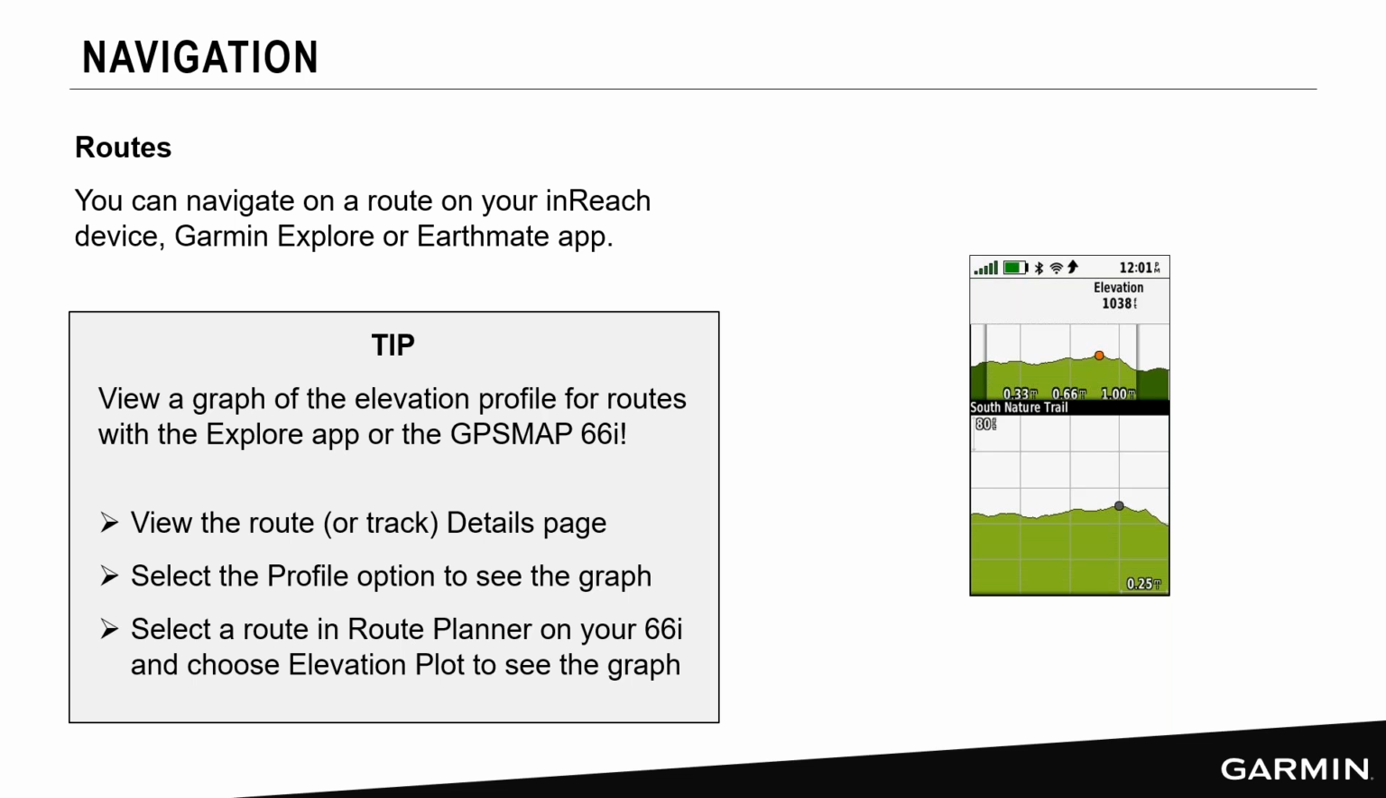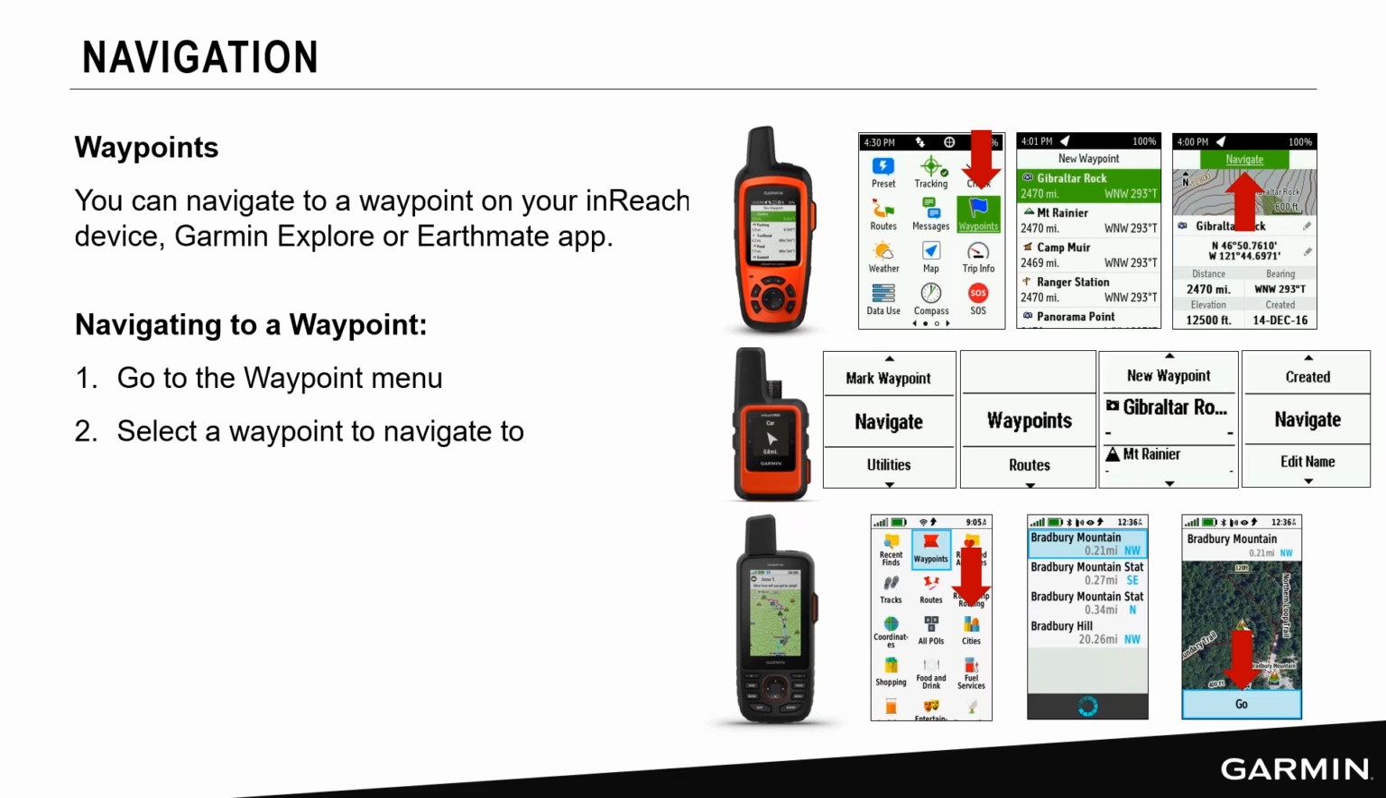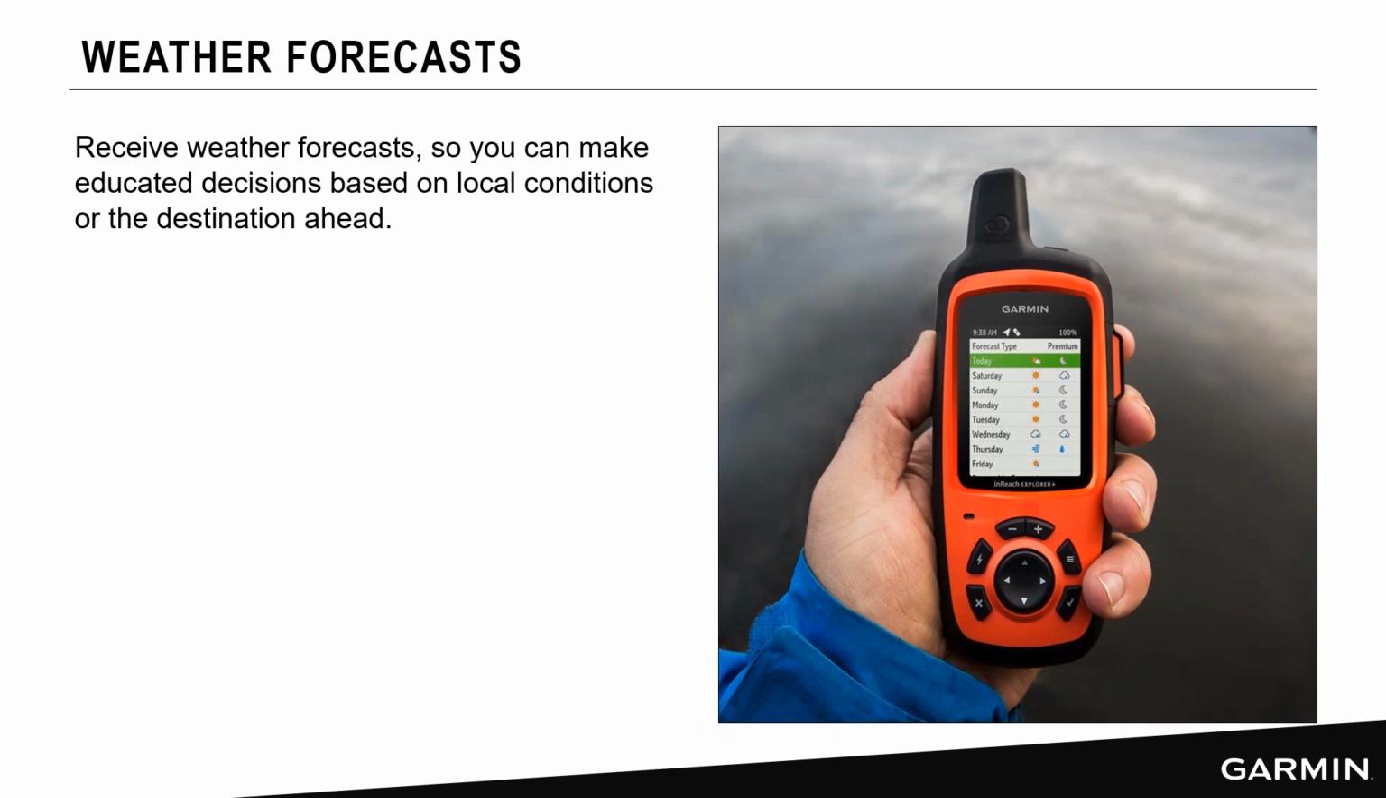With this one, you go into the route planner page and you see the list of your routes. You choose one and you can view an elevation plot, again, to see the graph of the terrain that you'll be covering. So, a little tip about navigation and elevations. You can also navigate to a waypoint, very straightforward. You pick the waypoint from the waypoint menu list, choose navigate, and select go. Once you've done that, you see the different approaches for the Explorer Plus, the Mini, and the 66i.